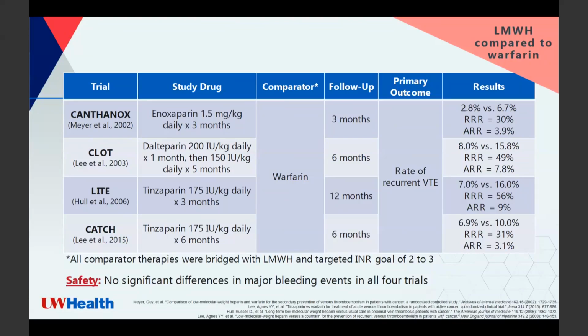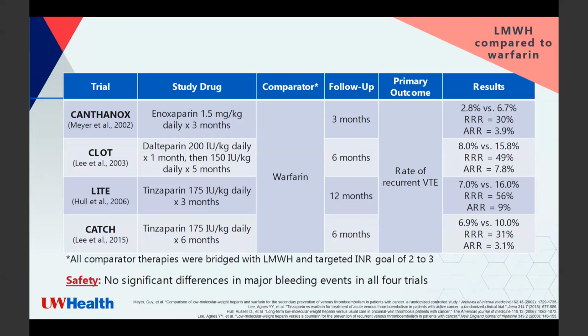For all of the trials, low molecular weight heparin was compared to warfarin with an INR goal of 2 to 3, and all patients treated with warfarin were bridged with low molecular weight heparin. The duration of follow-up was between 3 to 12 months for the trials, and the primary outcome was the rate of recurrent VTE. Remember, these trials were done in patients who already had a clot, and so we're looking at recurrent VTE rates, and we're not looking at VTE prophylaxis in patients without clots.